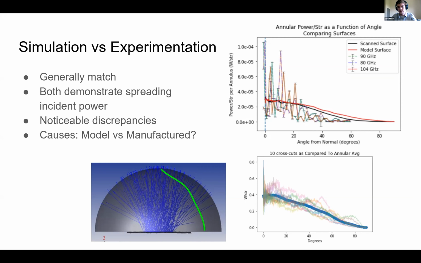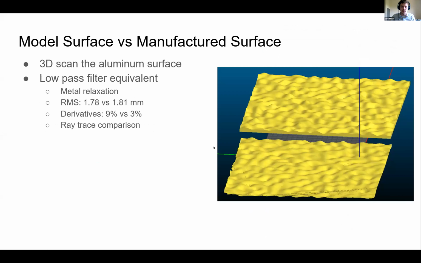But I'd also like to point out that the ray tracing results, if we look at the red line, are really smooth. But if we were to look at the individual slices on this hemisphere from ray tracing, each of those individual scans, even in this more ideal setup, are pretty noisy. So as soon as we can get more averaging of the data going on, we can get smoother approximations to it. So there were some differences between our model surface and the manufactured surface that we think are contributing to that drop in power at the really large angles.